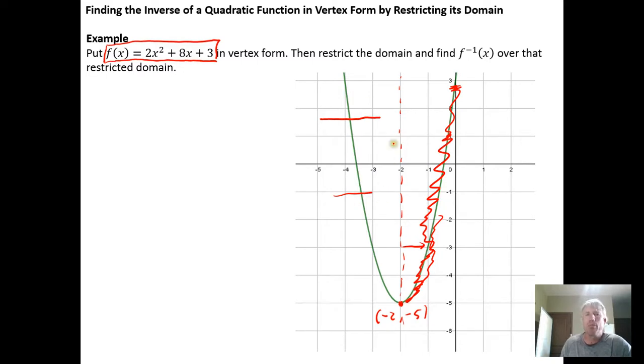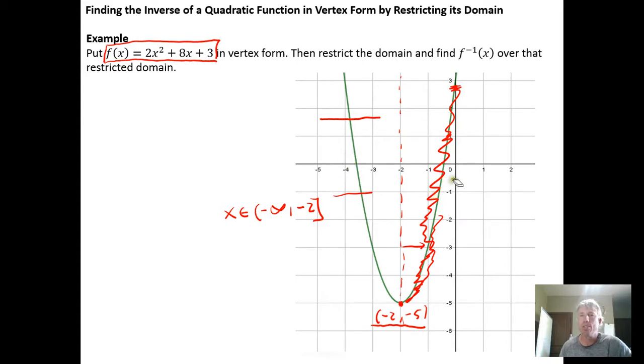Similarly, before I move on, I could use the vertex to easily find a way to restrict the domain. I could say, hey, let's only use x's if they go from -infinity all the way up to the x coordinate of the parabola's vertex. So for all x on this interval, I have an invertible function that passes the horizontal line test.